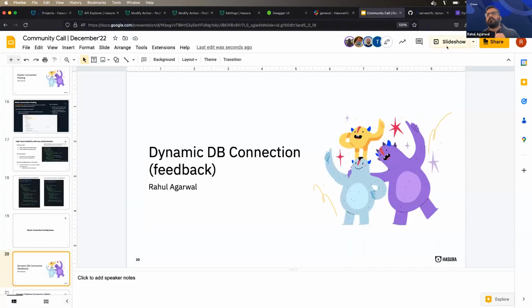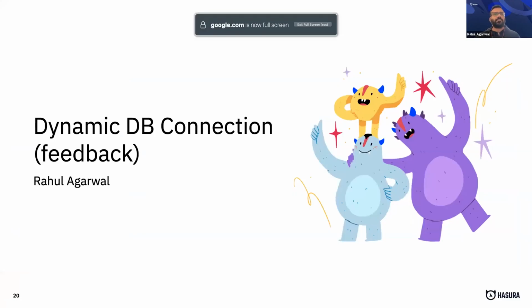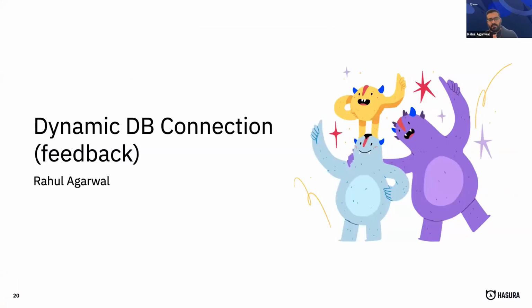With that, yes, I'm here again. This is the last feature for me, which is the dynamic database connection feature set. And why it says feedback, because we are rolling out an alpha program right now, and we are requesting feedback, comments, and inviting you to try this feature out in alpha state.